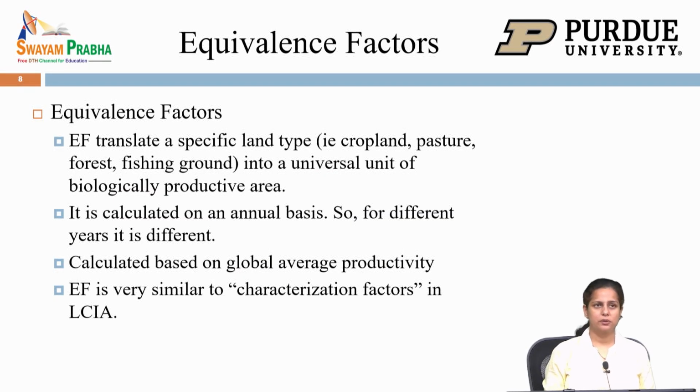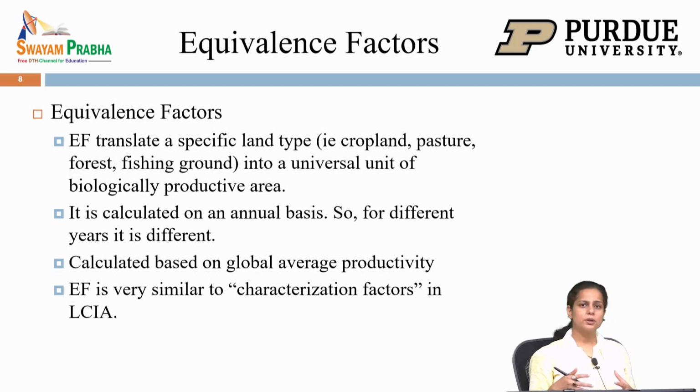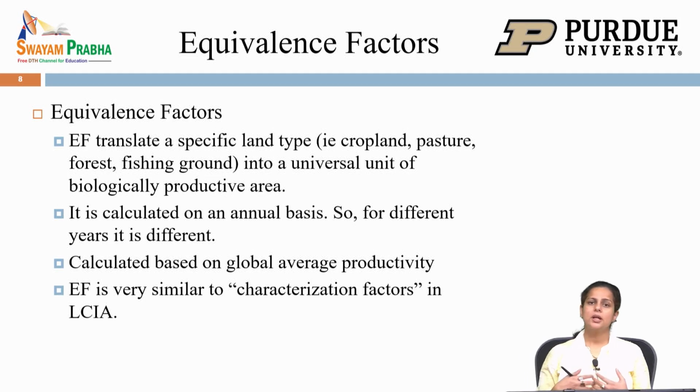So, let us see what the equivalence factor is. Equivalence factors are used to translate a specific land type, that is cropland, pasture land, forest, fishing ground. All of those are diverse. You cannot substitute a cropland for a freshwater land. So, there is no substitutability, and therefore, you cannot add these hectares into one. So, in order to calculate a single metric of ecological footprint, these are normalized into a universal unit of biologically productive area in terms of global hectares, and it is calculated on an annual basis. So, for different years it is different, and it is calculated based on global average productivity.